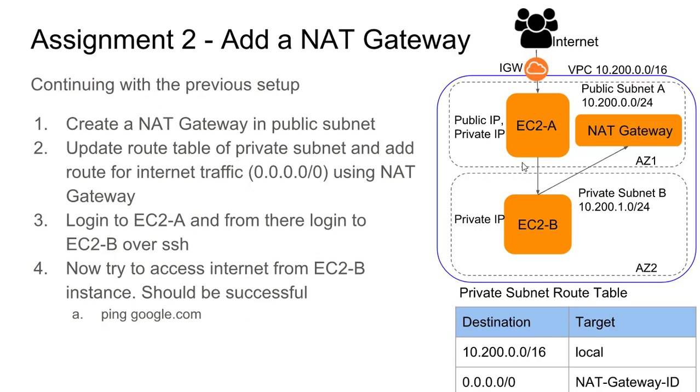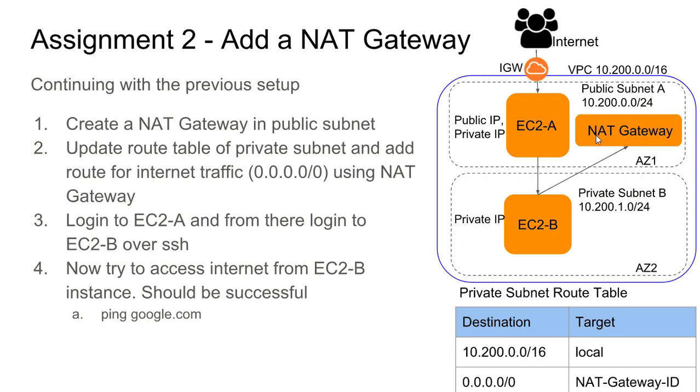Okay, in this assignment, we are continuing with the previous setup. The only thing that we are going to do is allow EC2 instance B to have internet access. That means you can reach the internet from EC2 instance B. And as discussed in the lecture, for that we need a NAT. So here we'll be using the AWS managed NAT, which is called NAT Gateway.